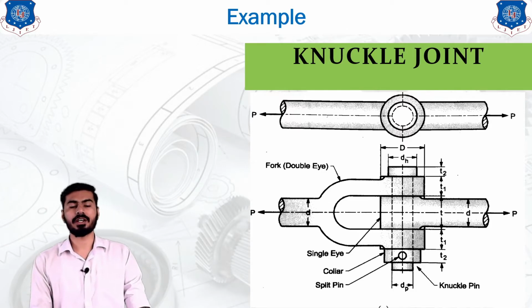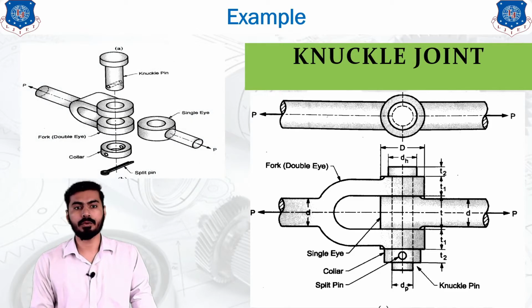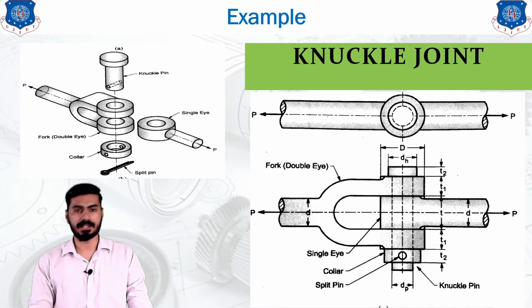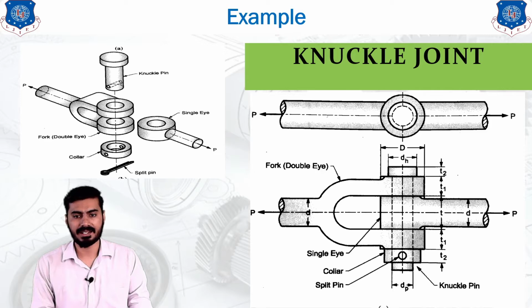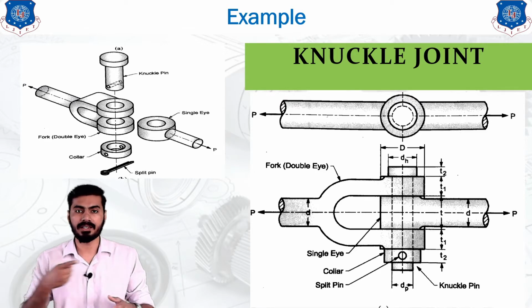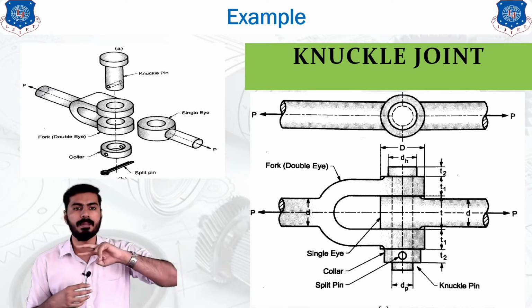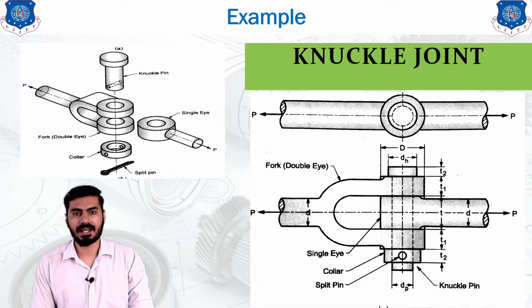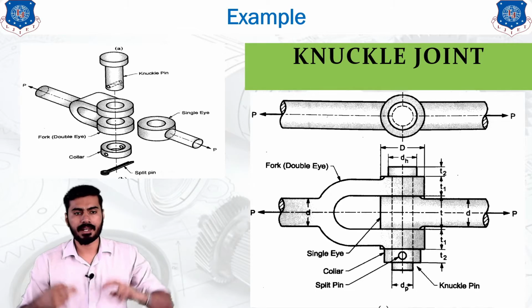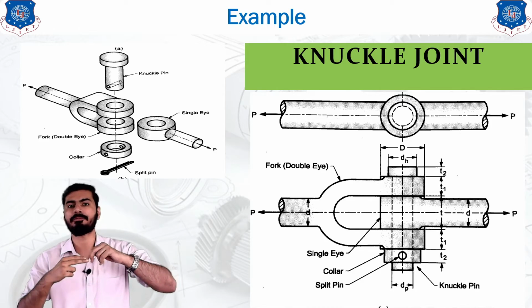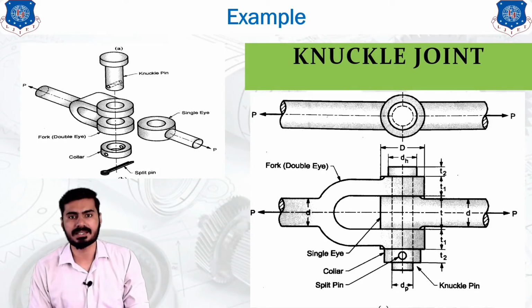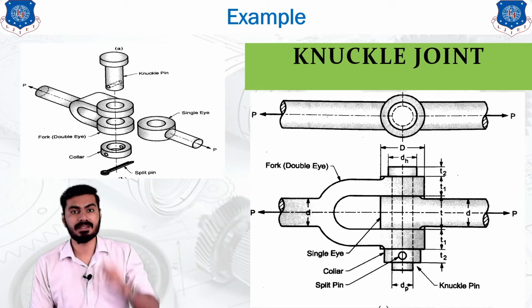These are two different views of the knuckle joint, and if you want to see the exploded view, it looks like this, where you will find each and every component which is required to be designed as per our syllabus. For example, there is one single eye, which has only one flat component, as well as a double eye, where there are two different parts of that component. Whenever we assemble the single eye and the double eye, there is a through hole to insert a knuckle pin, and the knuckle pin is inserted through those double and single eye holes.